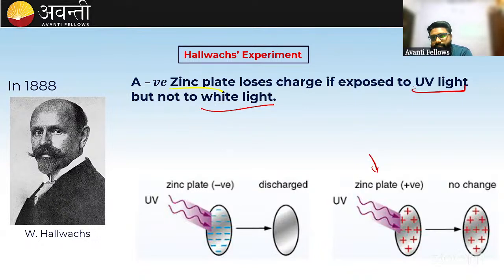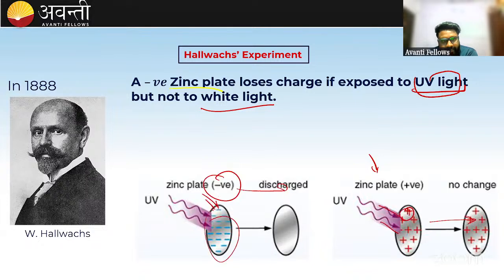So what I'm saying is that in the presence of UV light, zinc plate losing electrons, negative charge discharge हो रहा है, which means this plate is losing electrons. But same UV light को मैं पॉजिटिव चार्ज पे डाल रहा हूँ, तो पॉजिटिव चार्ज में कोई चेंज नहीं आ रहा है. And on the negative charge zinc plate also, if I expose it to white light, then also there is no change. ठीक है. Then what is happening?